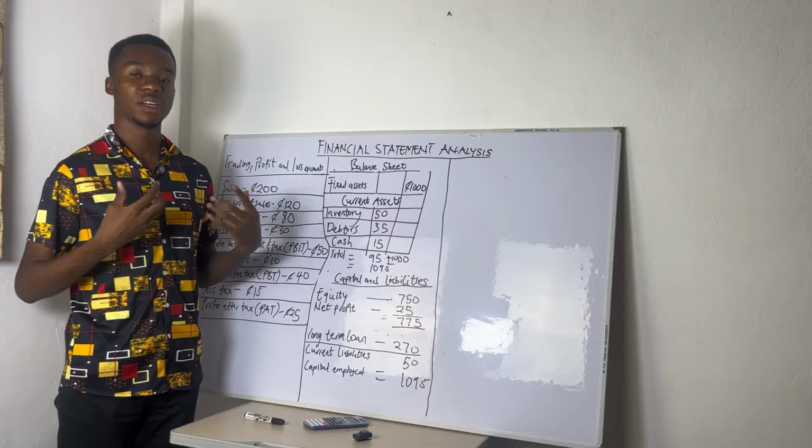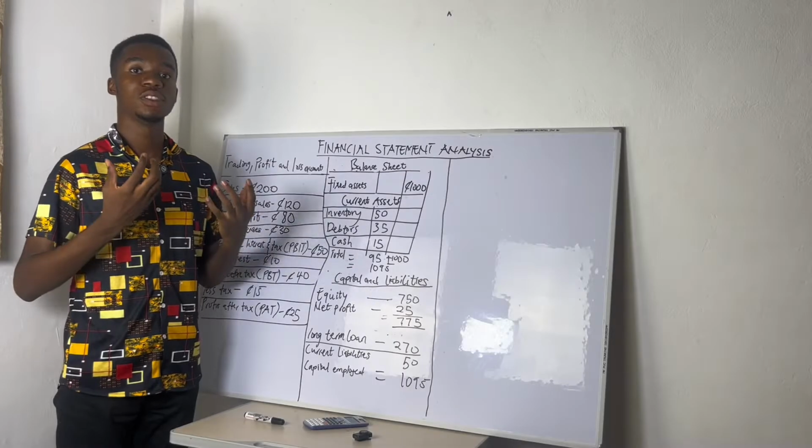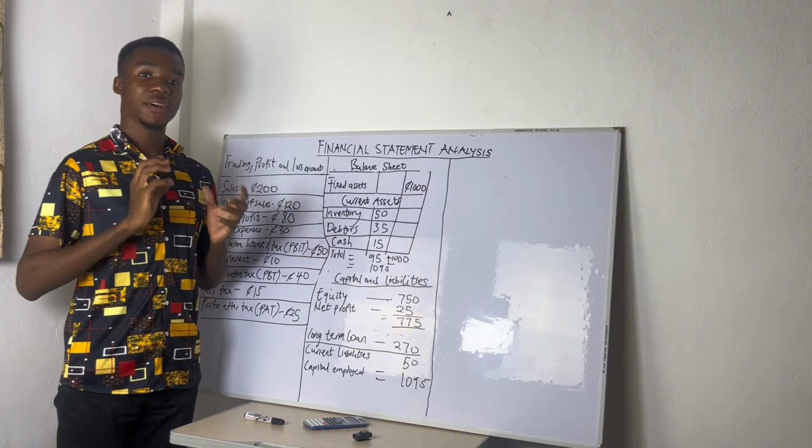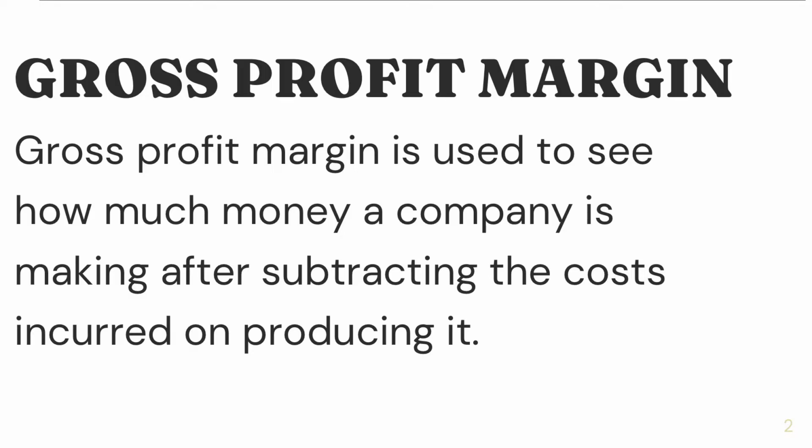So the profitability ratio is used to assess the profit making of the firm. If you want to see if the company is doing well in terms of profits, you use the profitability ratio. And the first type of profitability ratio is the gross profit margin. The gross profit margin is used to determine how much revenue the company is making after subtracting the less cost of sales.